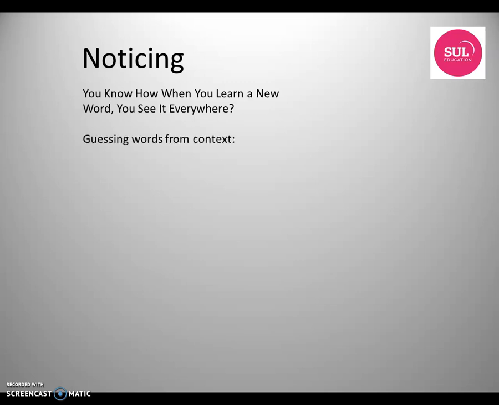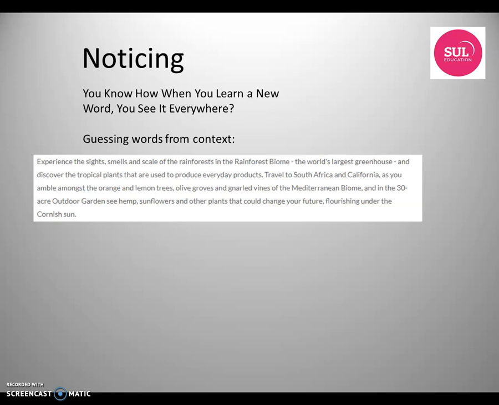Guessing words from context is a way to get students to start to notice words and to get them to involve their brains in guessing the meaning. Now let me show you a strategy. This is a text from the Eden Project, which is one of our local tourist attractions down here in Cornwall. Now let's look at line number 3, the first word, amble. Try to get the students to follow this procedure.